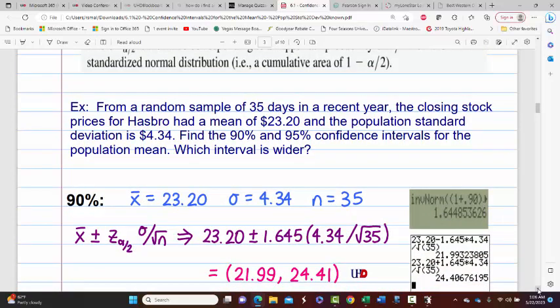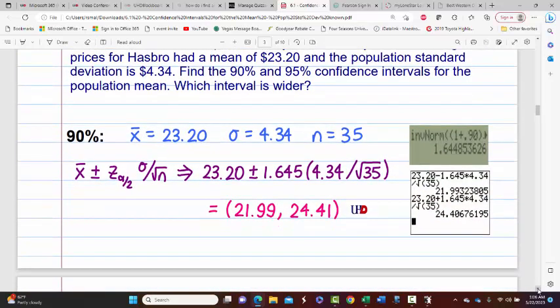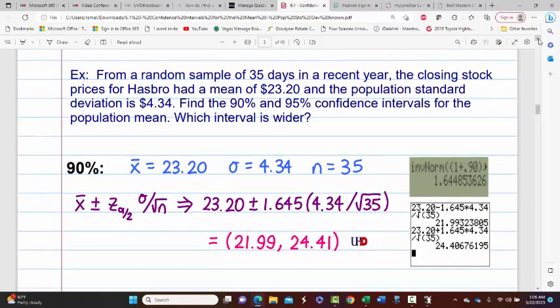Now I've got this first one done using the formula and punching it, just to show you. You're not going to have to do it this way, but just so you can see where it comes from. This example says from a sample with 35 days in a recent year, closing stock price from Hasbro has had a mean of 23.20, population standard deviation 4.34. Find the 90% and 95% confidence intervals for the population mean. Which interval is wider?